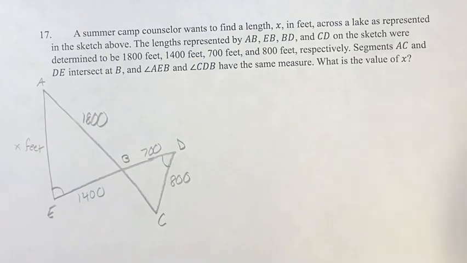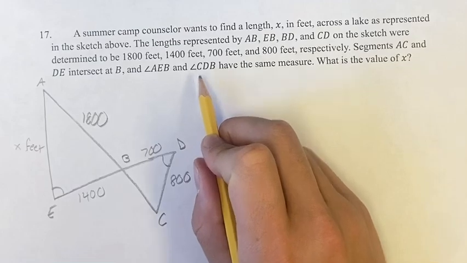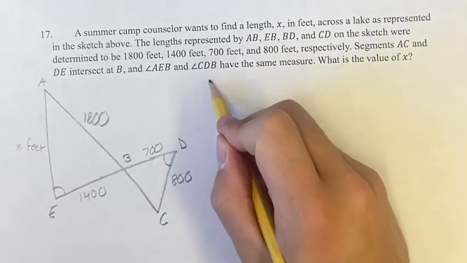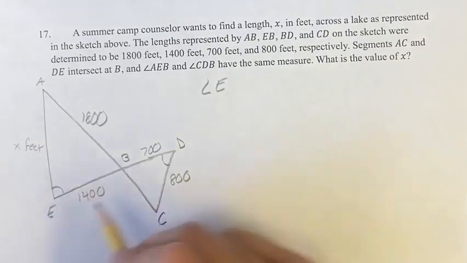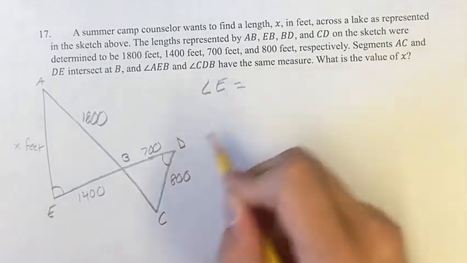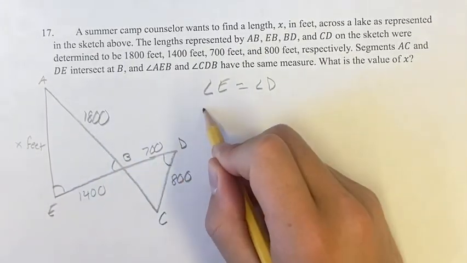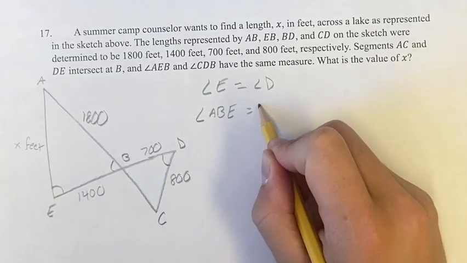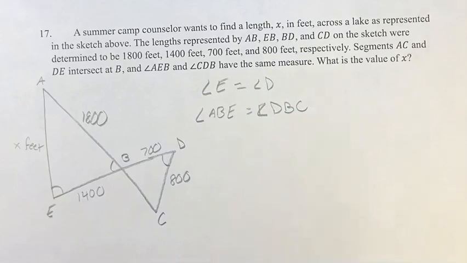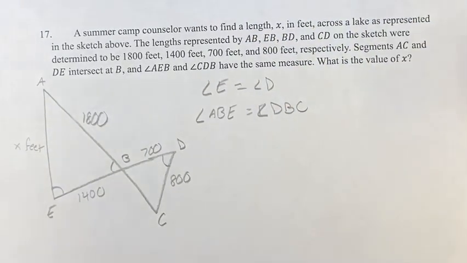Now, we're told that angles AEB and CDB have the same measure. Since there's no other angle that shares the center point of E, we can just call it angle E, and angle D. And we have angle ABE is equal to angle DBC. So we have two pairs of angles that are equal to each other in these two triangles. That means that the triangles are similar.